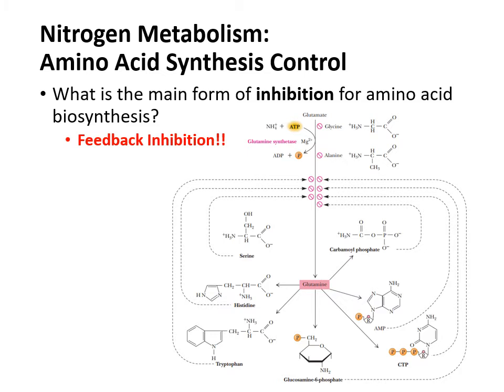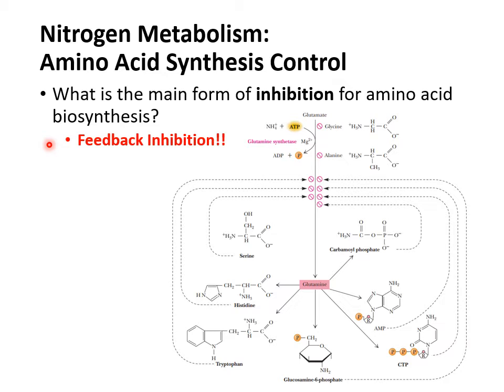Now, when we talk about nitrogen metabolism, remember I said nitrogen is critical in cells for two main things, for building amino acids and for building nucleic acids. So one of the things we're going to talk about is amino acid biosynthesis and the control of that synthesis. And as you can see here, the control of that synthesis might look kind of complex, but in actuality, it's one main process that's occurring. It's feedback inhibition, which we've talked about before.